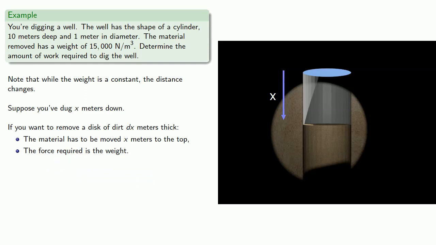And the thing to recognize here is that the force doesn't actually change. It's always going to be based on this 15,000 newtons per cubic meter. What does change is the amount of distance we have to apply that force. The further down we dig, the further we have to move the dirt.